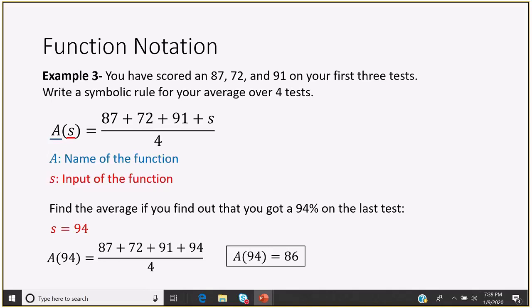So your answer is 86. Your average on all 4 of these tests is 86 or 86%. So don't overthink it. If you see A of 94 and you have your function, that's really just telling you what to do. Your answer is just that 86.